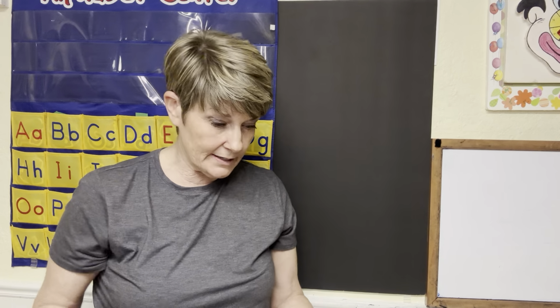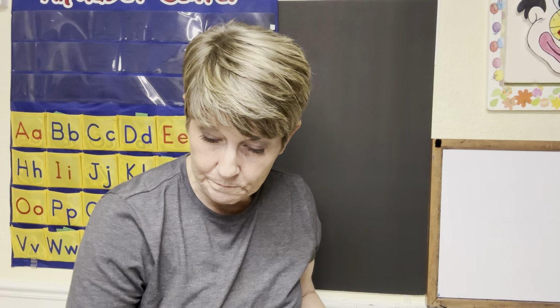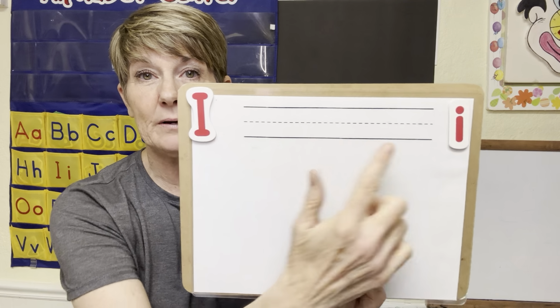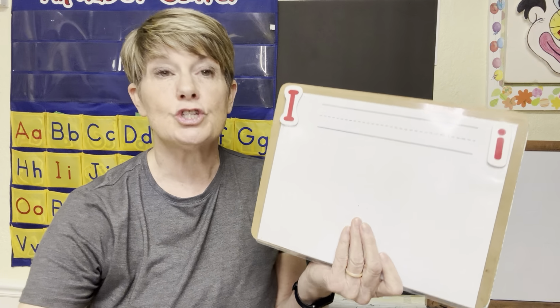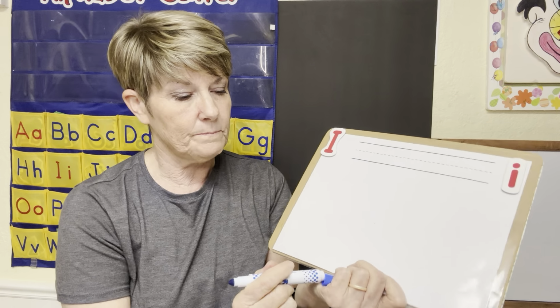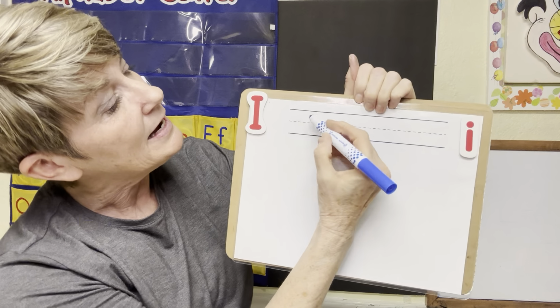Well, let's get ready to do some writing. Grab your paper, your writing road. And there's the I's on there, capital I and lowercase I. We need to practice writing some I's, don't we? So let's get a marker, any color you would like, and we're going to write our letters.